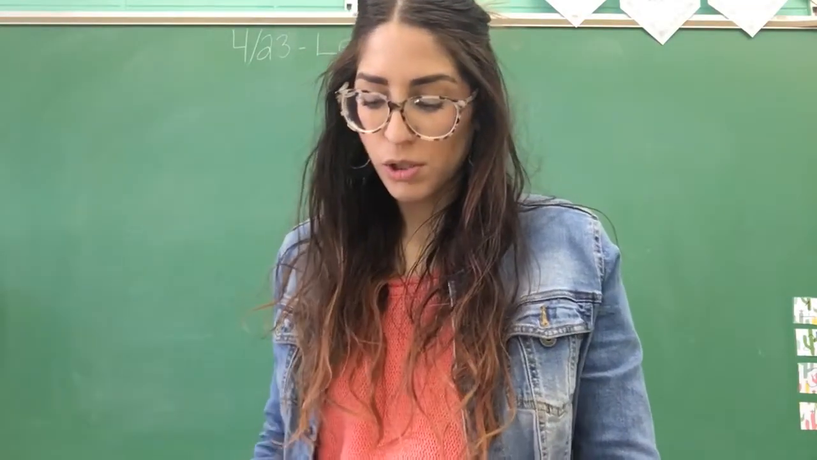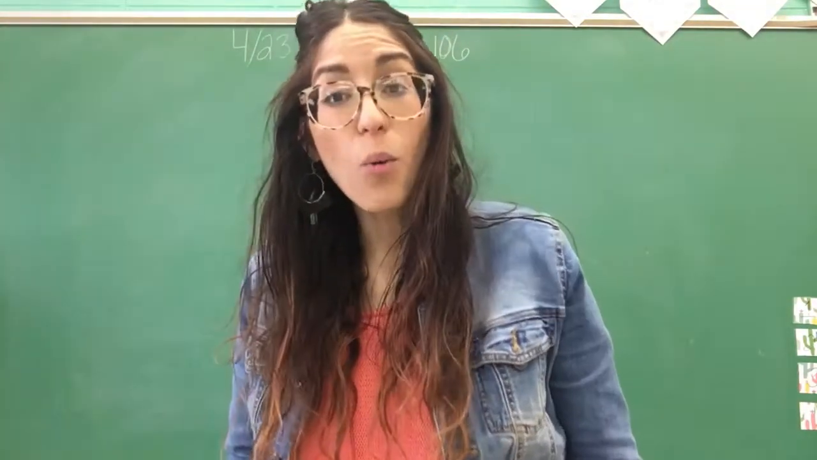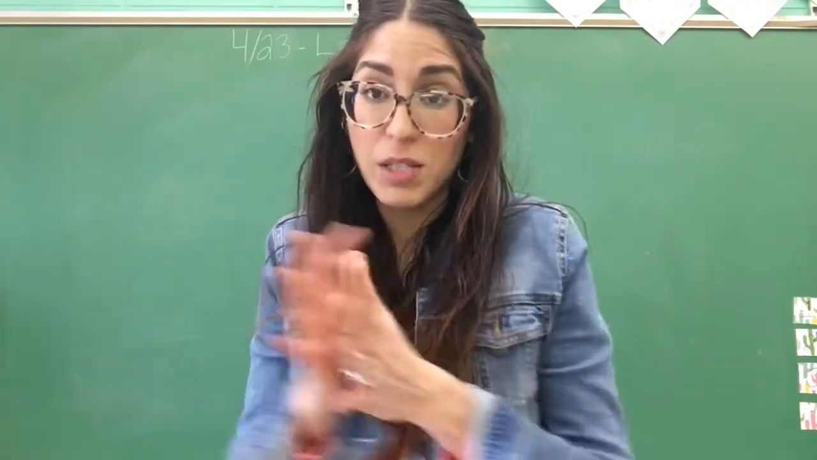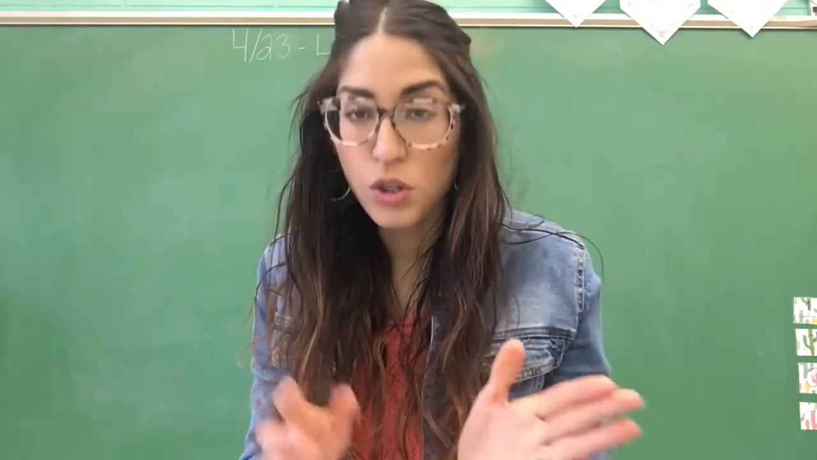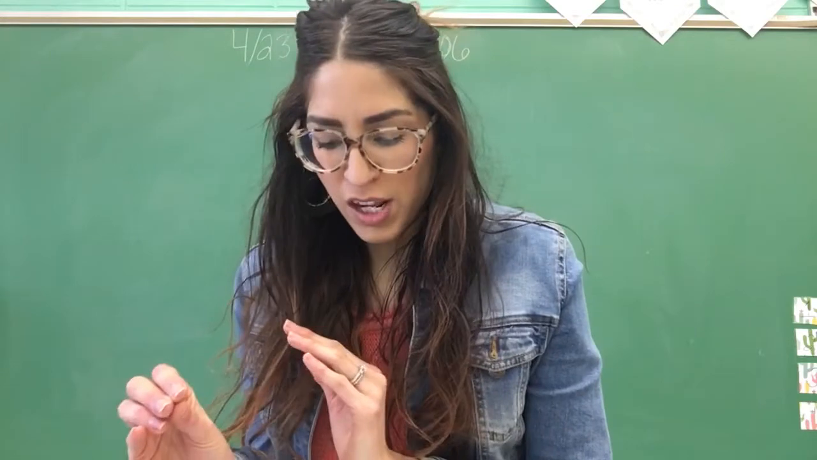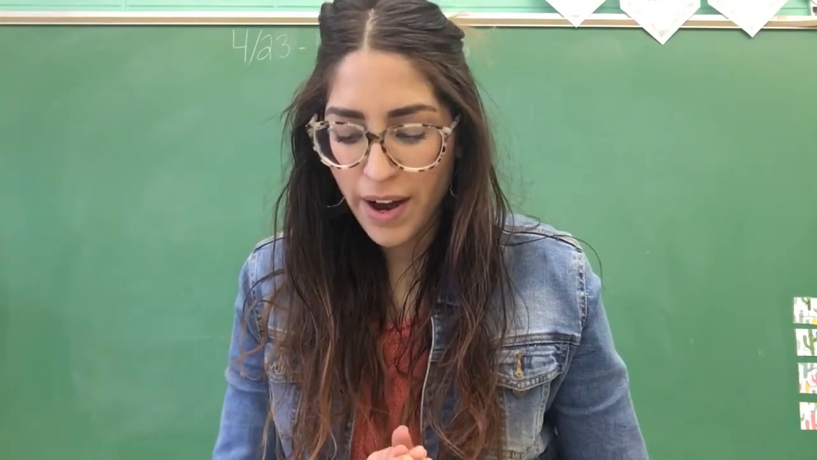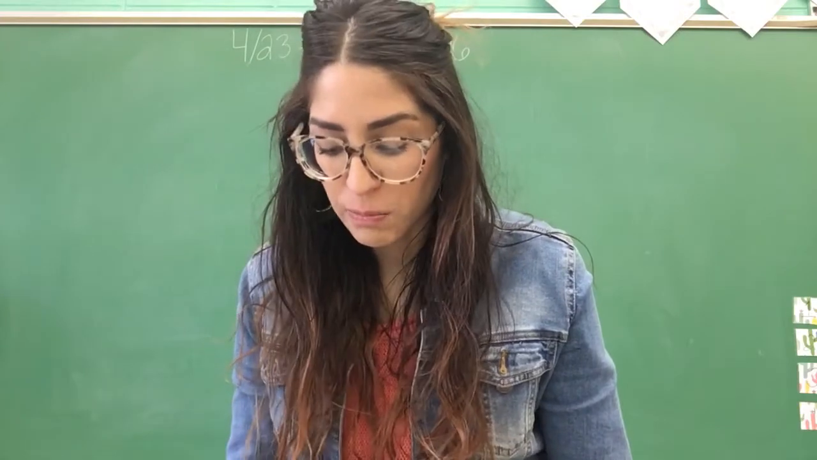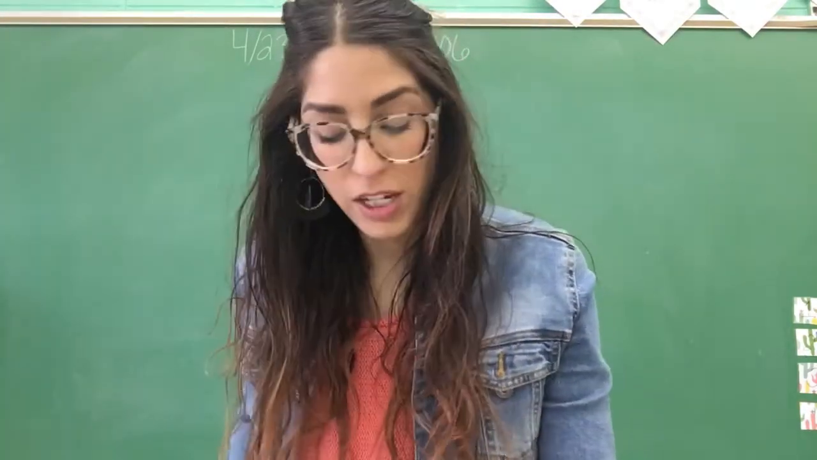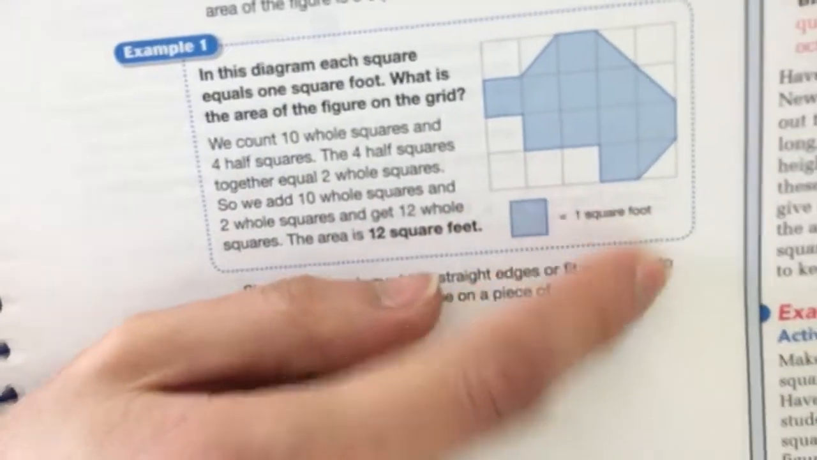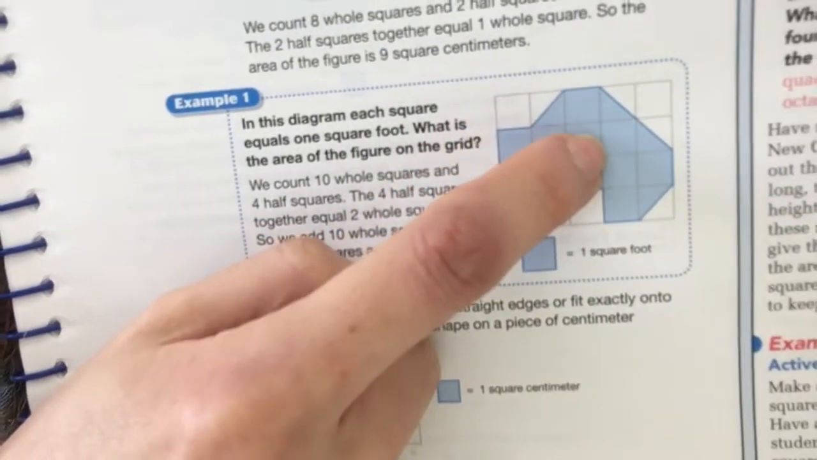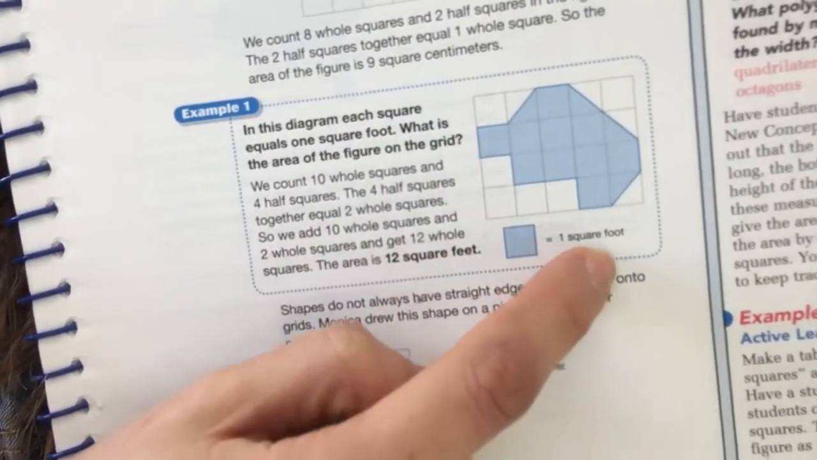Okay, let's go to our example number 1 here, okay? Example 1. So again, please, let's read this together. In this diagram, each square equals 1 square foot, okay? What is the area of the figure on the grid? Now, it's very important for you guys to know and to remember this. Let me get my math book close up here. So if you see here, one of these equals 1 square foot, okay? So one of those full boxes there equals 1 square foot.